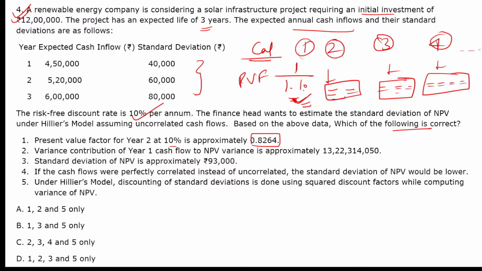So 1 divided by 1.10, press equals to once on the calculator, you will get the first year factor. Press equals to again, you will get the second year factor. Are you able to do it? So 1 divided by 1.10 power 2, which is actually 0.8264. So this is correct.